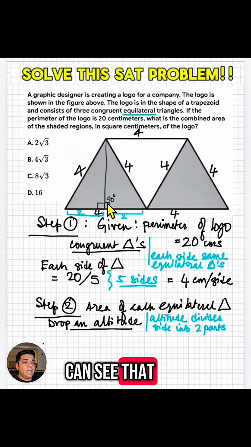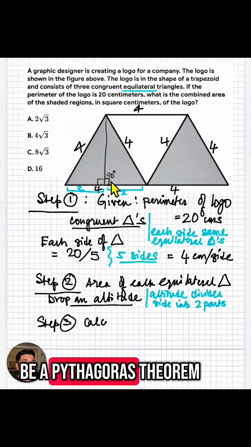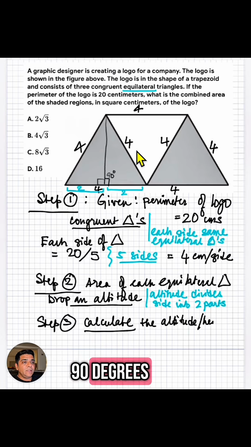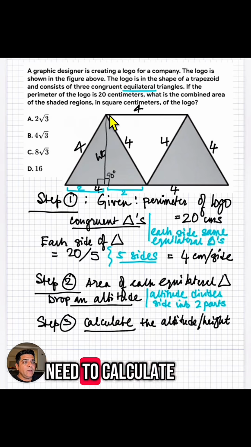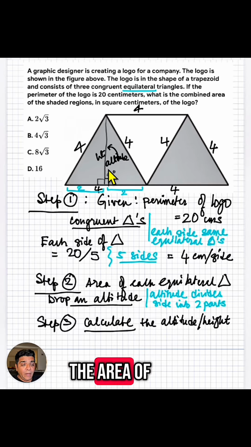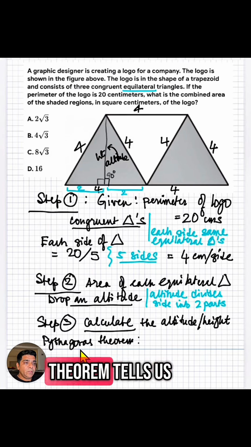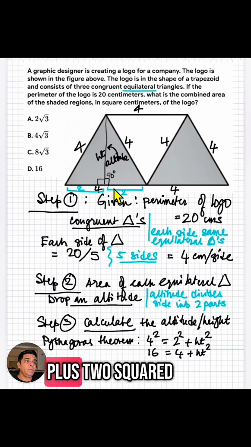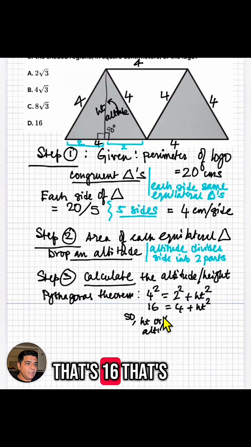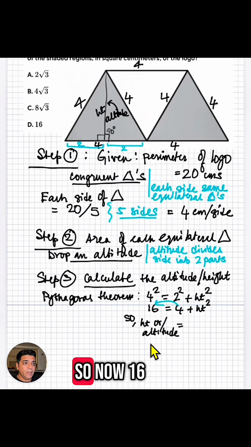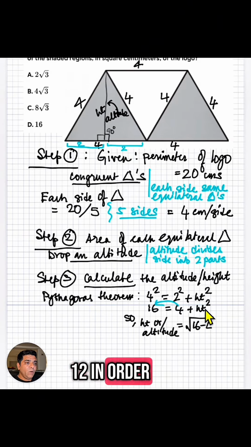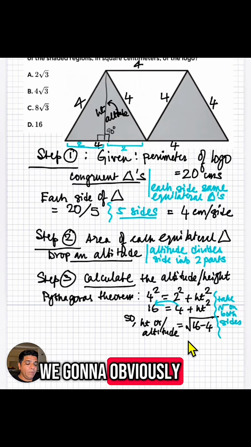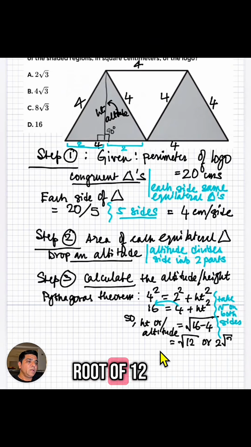And now we can see that this is nicely set up as a Pythagoras theorem setup, because of the 90 degrees. This is the hypotenuse, and we need to calculate the height, or the altitude, to get the area of each triangle. Pythagoras theorem tells us the hypotenuse squared equals this altitude squared plus 2 squared. So let's solve that. That's 16, that's 4. Bring the 4 to the other side. So now 16 minus 4 is 12. In order to get the height, we take the square root on both sides. We get the square root of 12. We're obviously not going to take the negative square root of 12, only the positive one. The square root of 12 is 2 root 3.